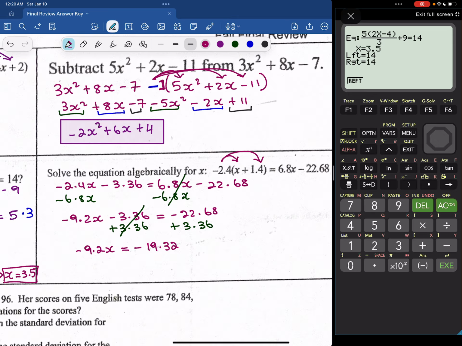Last step here to solve for x is to divide both sides by the number in front of x. So we're going to divide both sides by that negative 9.2. The negative 9.2s will cancel, and we'll see that x is equal to positive 2.1. And for all of these addition, subtraction, and multiplication of decimals, make sure you put those values into your calculator to be sure. All right, that's it.